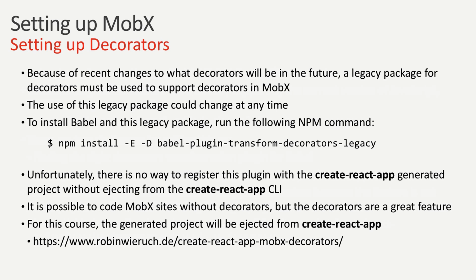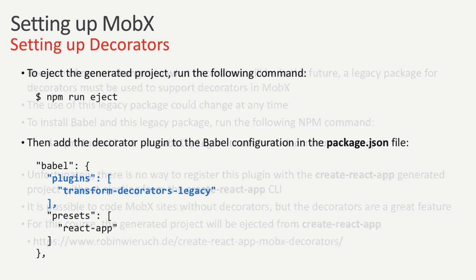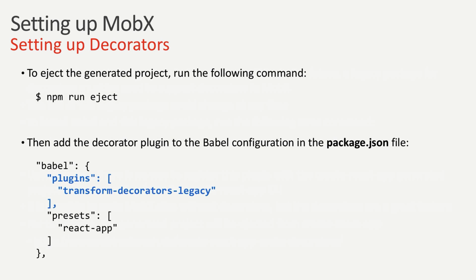So to set this up, we're going to have to install the babel-plugin-transform-decorators-legacy package. This package is going to have the older implementation of decorators, which is what MobX currently uses, so that we can then do our MobX development. After we do that, we are then going to have to eject our Create React App from the actual tool Create React App, so we can then update the Babel configuration to use this new plugin. To actually eject the project, we're going to say npm run eject. And then we're going to go into the package.json file, and we're going to add the plugin transform-decorators-legacy.